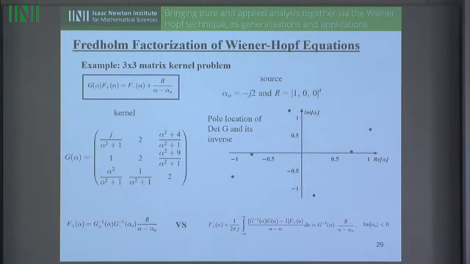And what else? Here is a 3 by 3 matrix kernel. The kernel is reported here. We have reported the pole locations of the determinant of G and its inverse here in black and gray dots. In this case we have a source with a pole at minus j2 and with excitation with the basis R, with the first component different from 0, and we compare these.